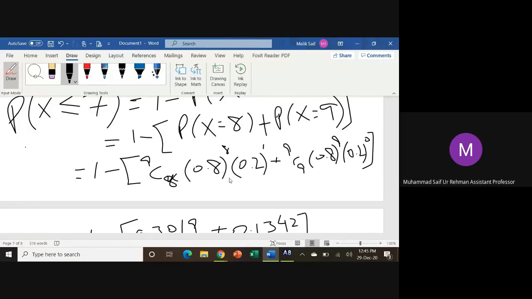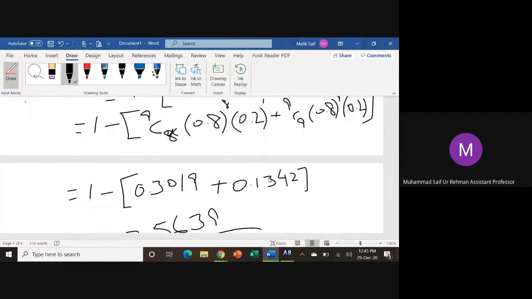9C9 is equal to 1. 0.2 power 0 is equal to 1. So 0.8 power 9 that you have to take. So it will become 0.1342. Now you have to add in this 0.3019. The answer is 0.43611. You have to subtract this from 1. So the answer is 0.5639.